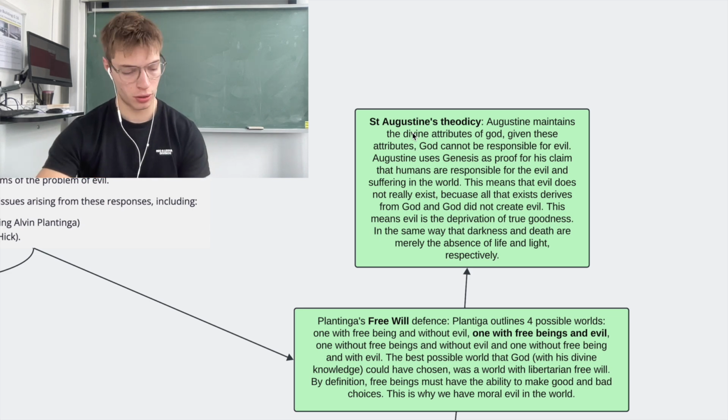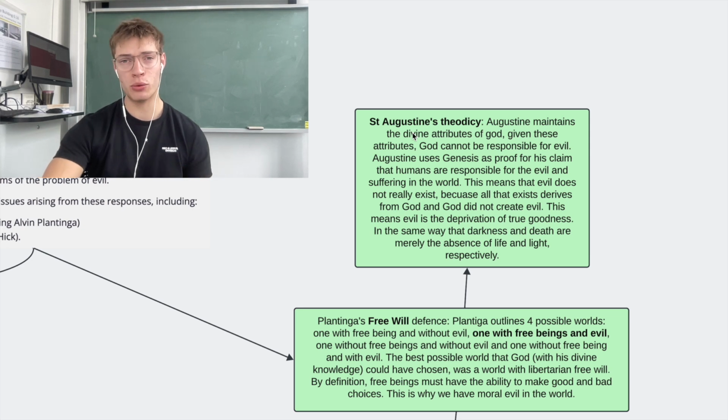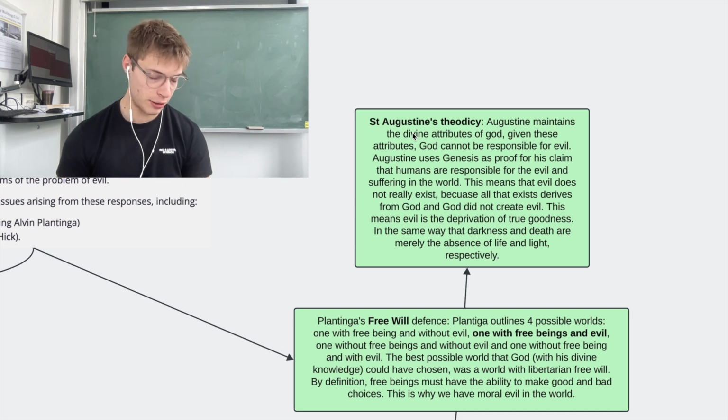So, Augustine's theodicy. Augustine is appealing to revealed theology. He's appealing to the Bible. The idea is just that, given God's perfect nature, God could not have created evil. So the world was not created evil, but the world was created with Adam and Eve, who were free. Adam and Eve were free beings.